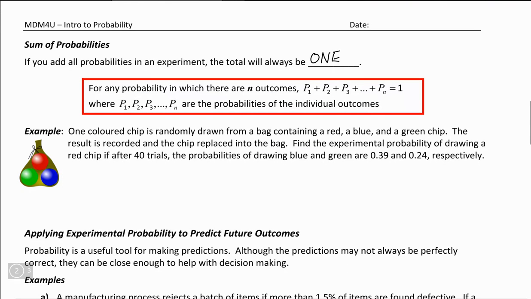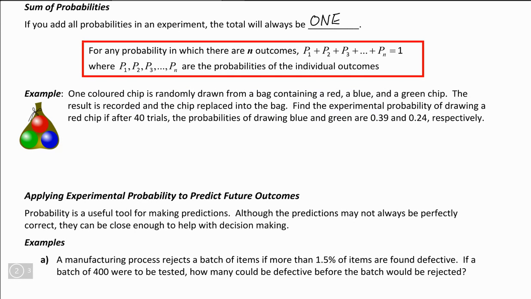Okay, and so that's there in that formula in the red box. So here's an example. One colored chip is randomly drawn from a bag containing a red, a blue, and a green chip. The result is recorded and the chip is replaced into the bag. Find the experimental probability of drawing a red chip if, after 40 trials, the probability of drawing a blue and a green chip are 39 and 24%.